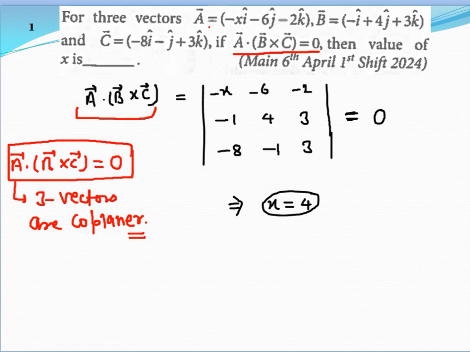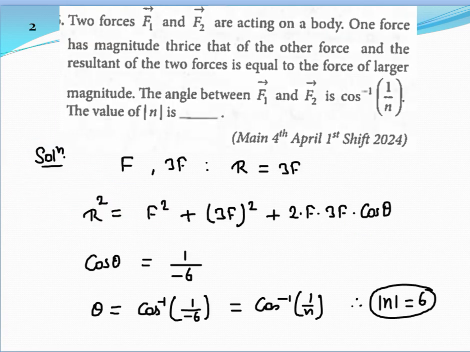Then we should solve this using a determinant method, making a determinant by entering in the first row the coefficient of i j k of vector A, in the second row the coefficient of i j k of vector B, in the third row the coefficient of i j k of vector C, and making it equal to 0. And we all know how to solve a determinant. You will definitely get the answer x equal to 4. Come to the next question.